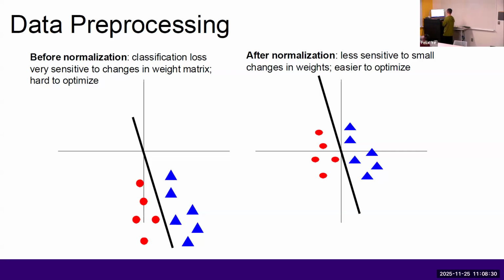After normalization, it will be less sensitive to small changes in weight. It's easier to optimize. Before normalization, it might be very sensitive to the weight matrix and hard to optimize. That happens a lot if the data matrix has different scales, where some values are super big and some are super small.